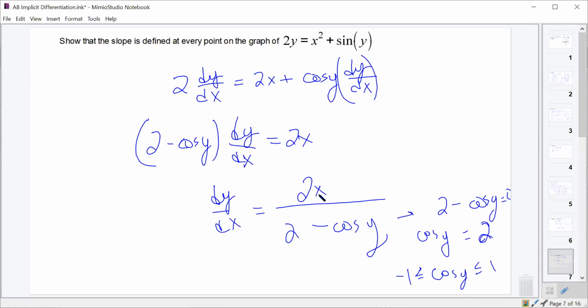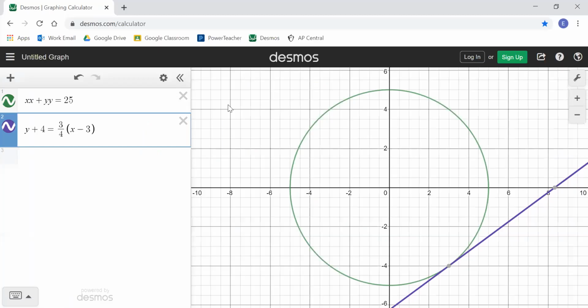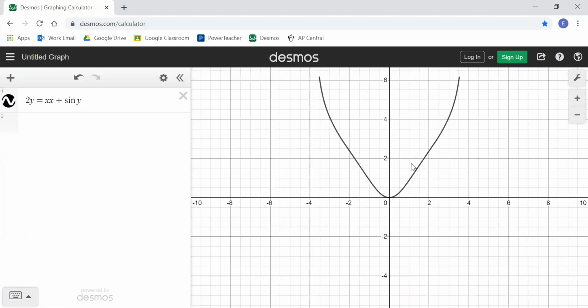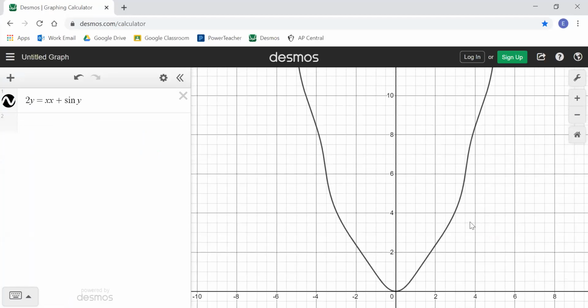And let's graph this just for fun. 2y equals x squared plus sine y. And we get this sort of wavy-ish looking parabola, right? And even at these places where it's getting fairly steep over here, it never gets so steep that the tangent line would have a slope that's undefined. Any questions on that? Any issues? Anything?